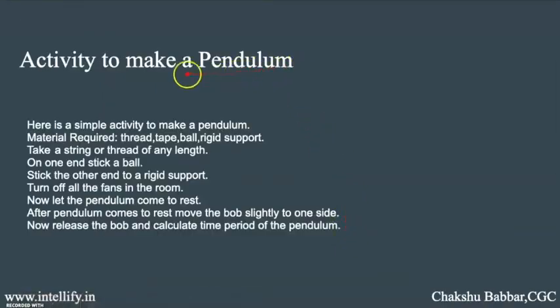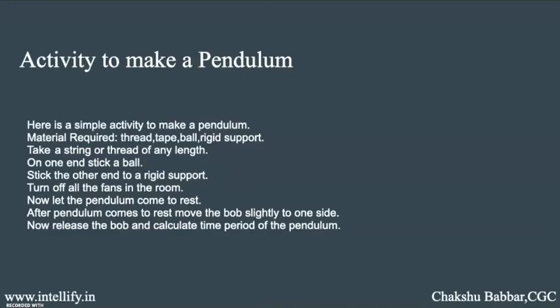Now you have an activity to make a pendulum. Here is a simple activity to make a pendulum. We require a thread, tape, ball and rigid support. First, we have to take a thread of any length, and to one end we have to stick a ball with the help of tape, and the other end should be tied to a rigid support.